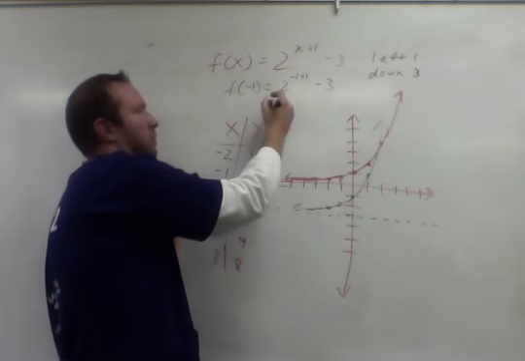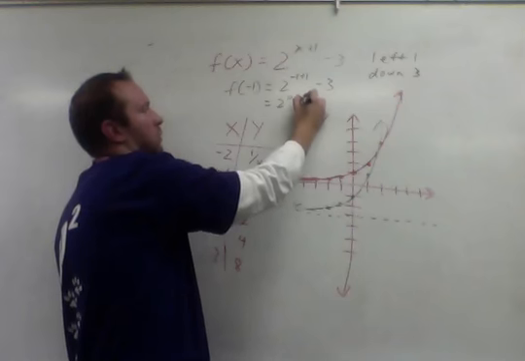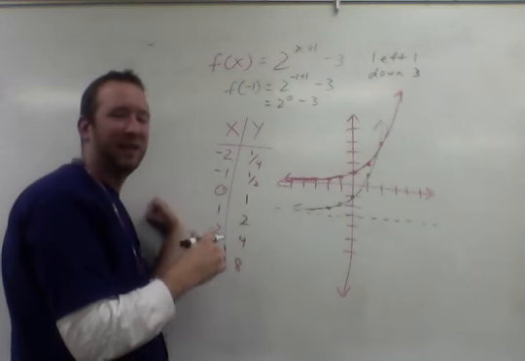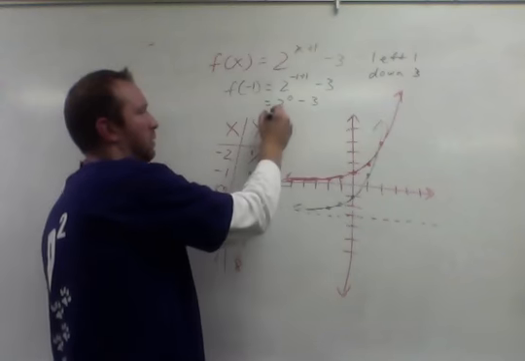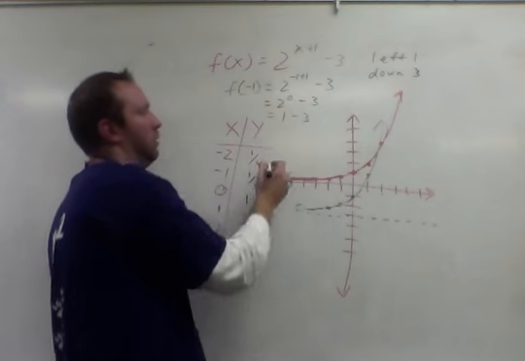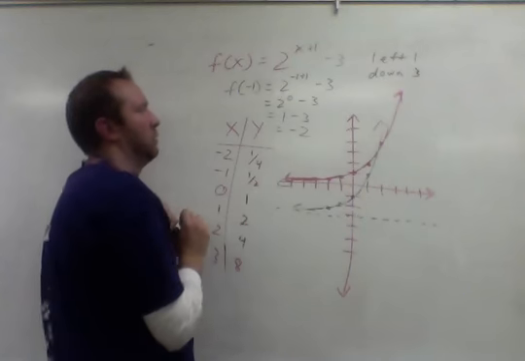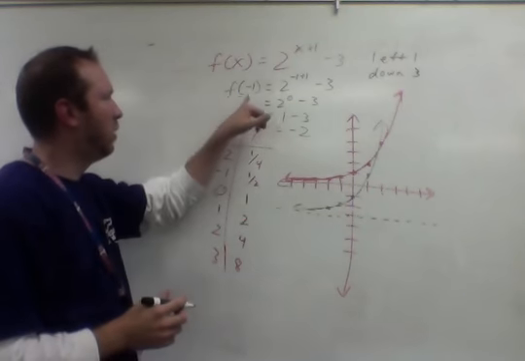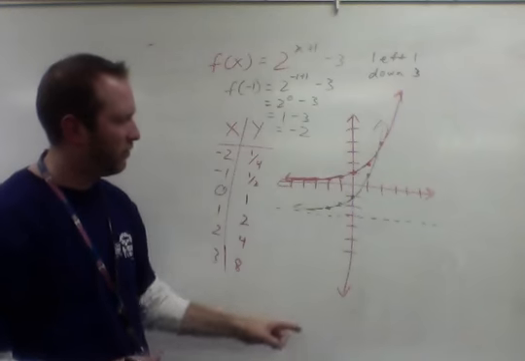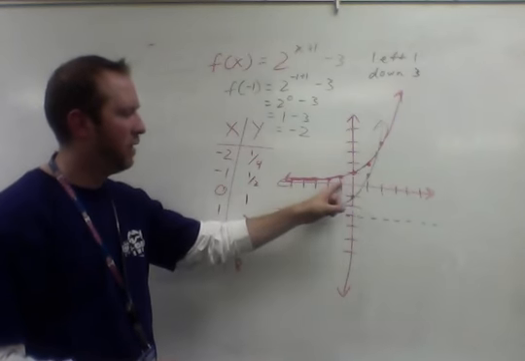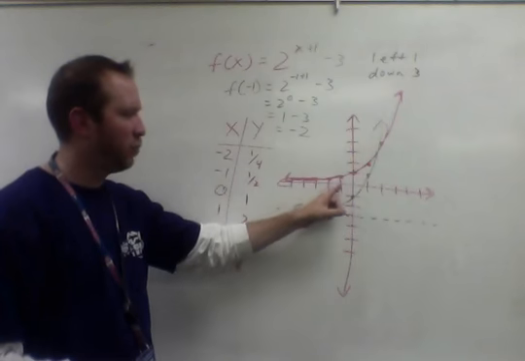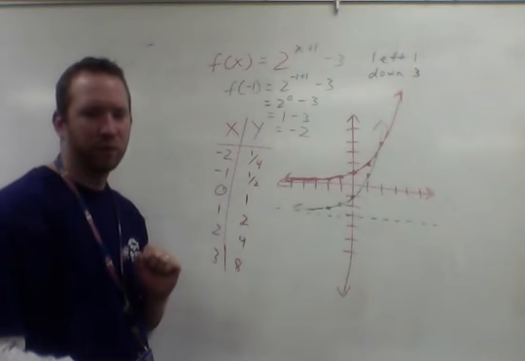-1 plus 1 is 0. Anything to the 0 is 1. 1 minus 3 is -2. So I found the point -1, -2. Just to verify, yes, there it is. Left 1, down 2. I've got the point -1, -2.